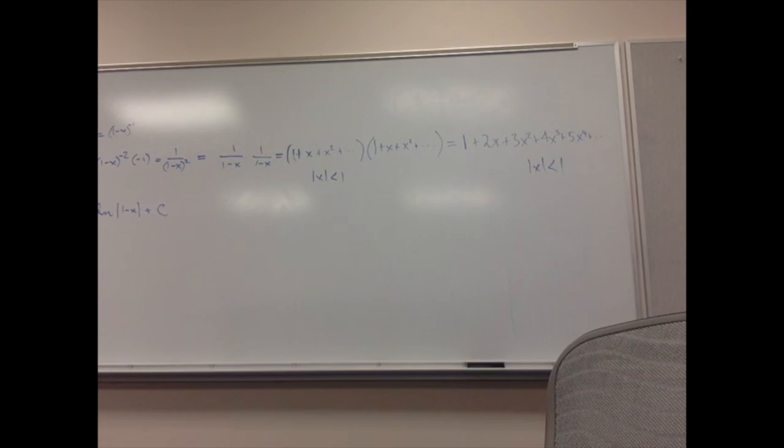So I can now say that negative natural log of this is equal to x plus 1/2 x squared plus 1/3 x cubed, etc. And again, since when you integrate term by term, it's going to have the same interval of convergence.